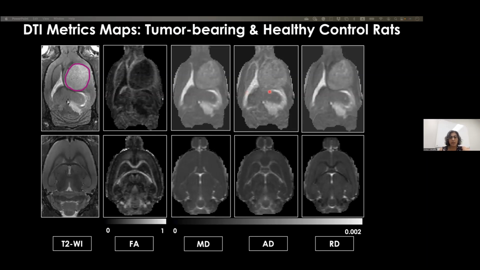Axial diffusivity tends to be variable in white matter changes and pathology. Radial diffusivity increases in white matter with demyelination or dysmyelination. Also, changes in axonal diameter or axonal density may influence radial diffusivity.